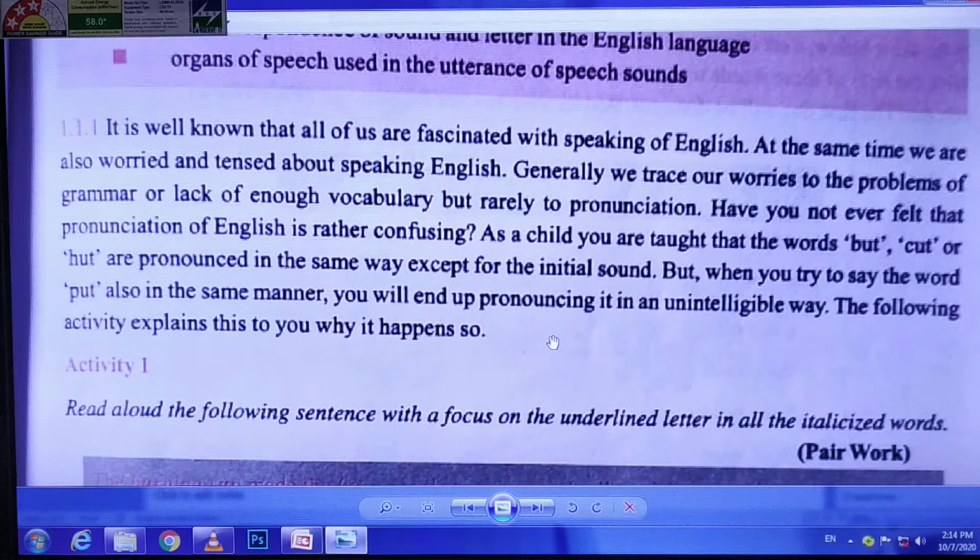We have here but, cut and hut. Same: but, cut and hut. And here there is also put, but it is not pronounced in the same manner as but, cut and hut. Why can't it be pronounced that way? In order to remove that confusion, we have to learn phonetics, the phonemic symbols. And that is the purpose of this first unit, pronunciation, introduction to phonetics.